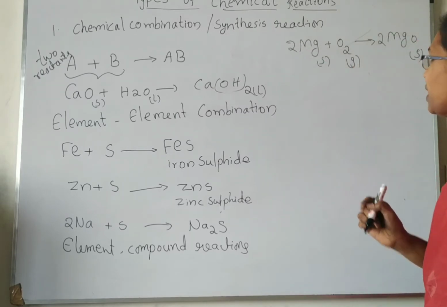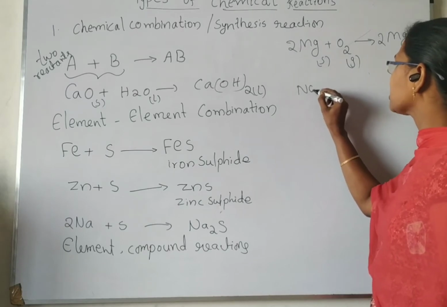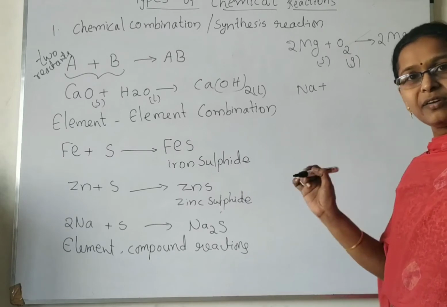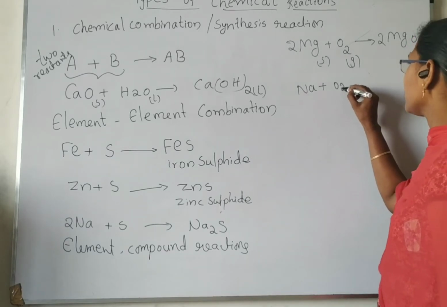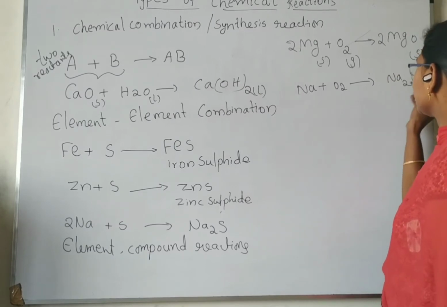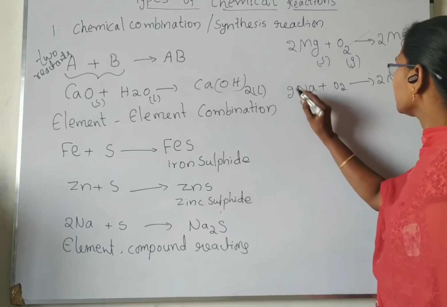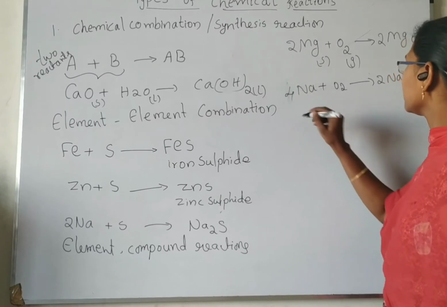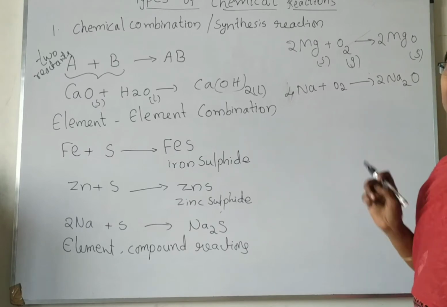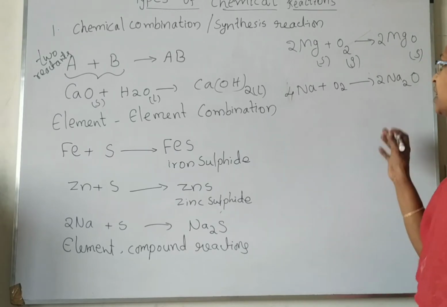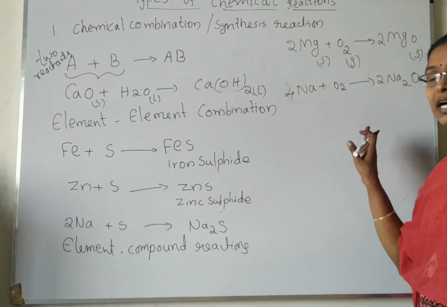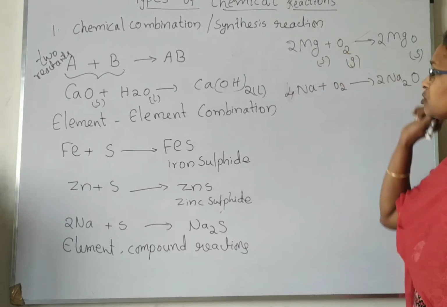Now it is balanced. Same thing, sodium metal, any metal, is reacting with oxygen forming the respective metal oxides. So again Na2O. To balance this one we are writing 2 Na, 4 Na. So 2 twos are 4, 4 Na is coming and 2 oxygens are coming. So now this is balanced. Like this we can take element combination reactions.